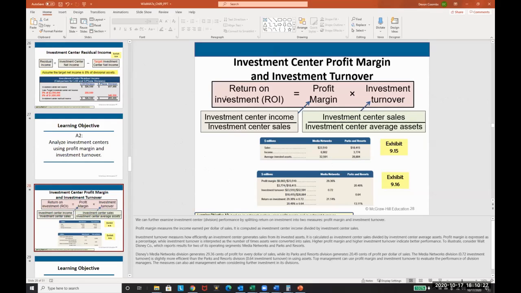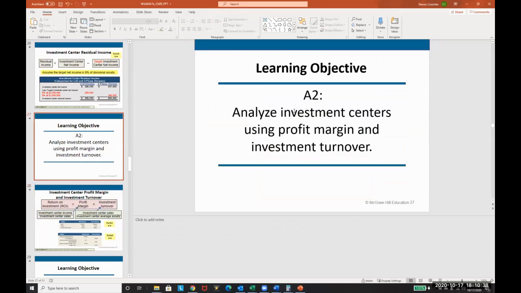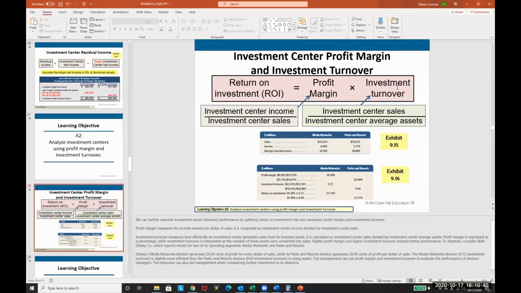So let's talk about profit margin and turnover. Return on investment, I believe this is called the DuPont formula, is equal to profit margin times investment turnover. Knowing this and these underlying pieces, you can algorithmically play with all three of them to figure out what profit margin equals or what investment turnover equals. You can just play with this and make different divisions.